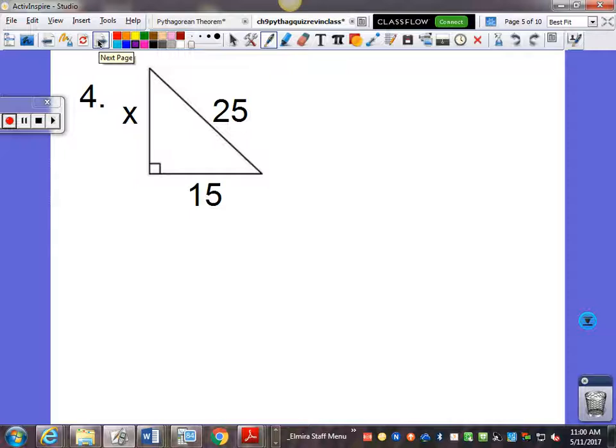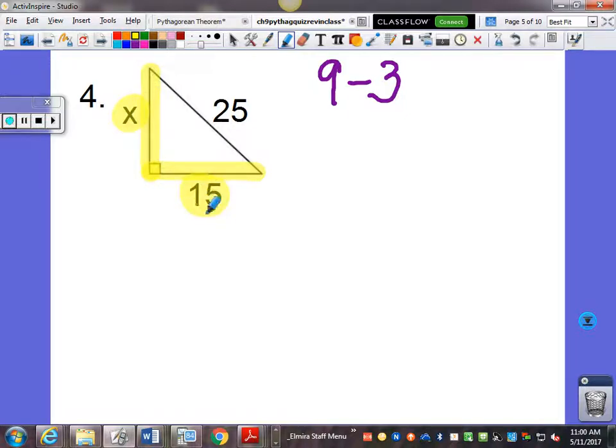Our next question is from lesson 9-3. And in lesson 9-3, if we get the highlighters out here. Okay, so start at the right angle, go out. You're going to notice that the difference is that this time the variable is one of my legs, and the hypotenuse is now a number that I know. Okay, well, does that make a difference?